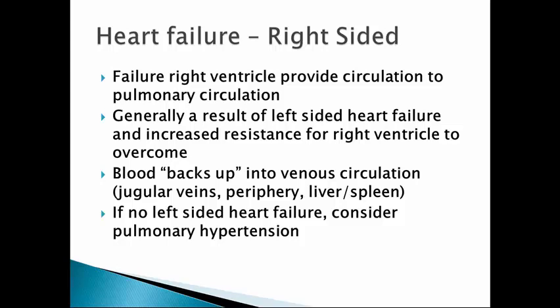Because remember, the right ventricle is your venous return side. Left side is your arterial supply side. So you look for the manifestation of that in jugular vein distension. You look for abdominal as well as dependent edema, and you look for splenomegaly and hepatomegaly from vascular congestion.